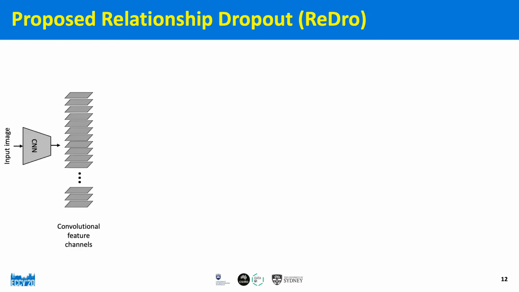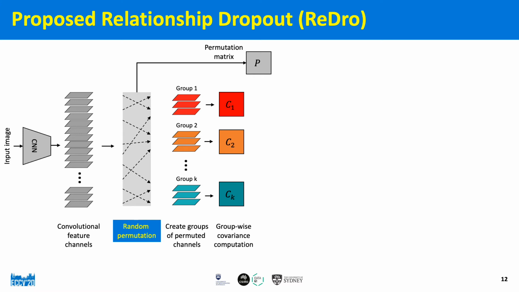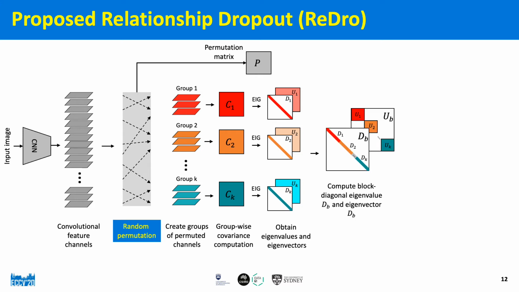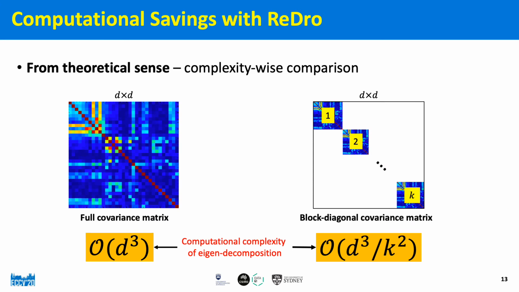In our proposed ReDro, given the CNN feature channels, we randomly permute them and divide them into multiple groups. For each group, we compute a small covariance matrix and obtain its eigenvalues and eigenvectors by performing eigendecomposition. Next, we organize them in block diagonal order and permute them back to the original channel order to make the permutation operation transparent to the remaining layers. In this way, matrix normalization can be performed in a more efficient manner. By performing eigendecomposition on a block diagonal matrix, we can effectively reduce its complexity. From a theoretical perspective, ReDro reduces the complexity by k² times.